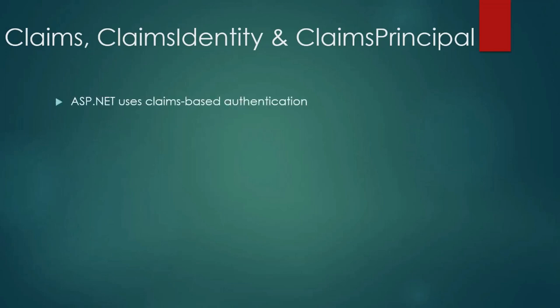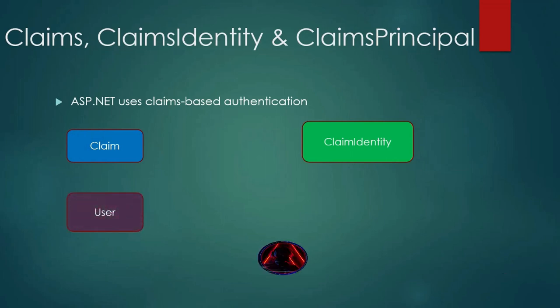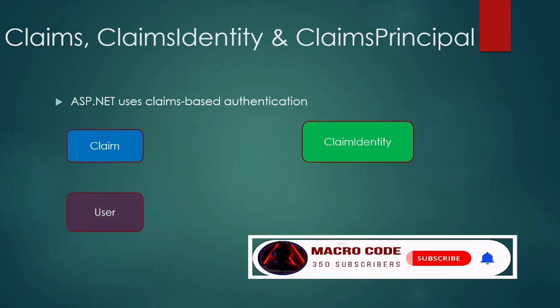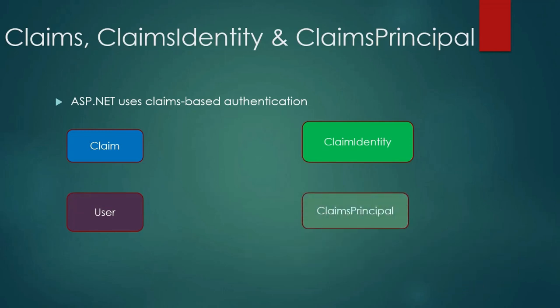In ASP.NET Core, ASP.NET uses claims-based authentication. So when we talk about claims-based authentication, we must understand what a claim identity is, what a claim is, what a user is when you come to ASP.NET Core applications, and also what a claims principal is. These four terms are very important when it comes to claims-based authentication or claims-based access control.